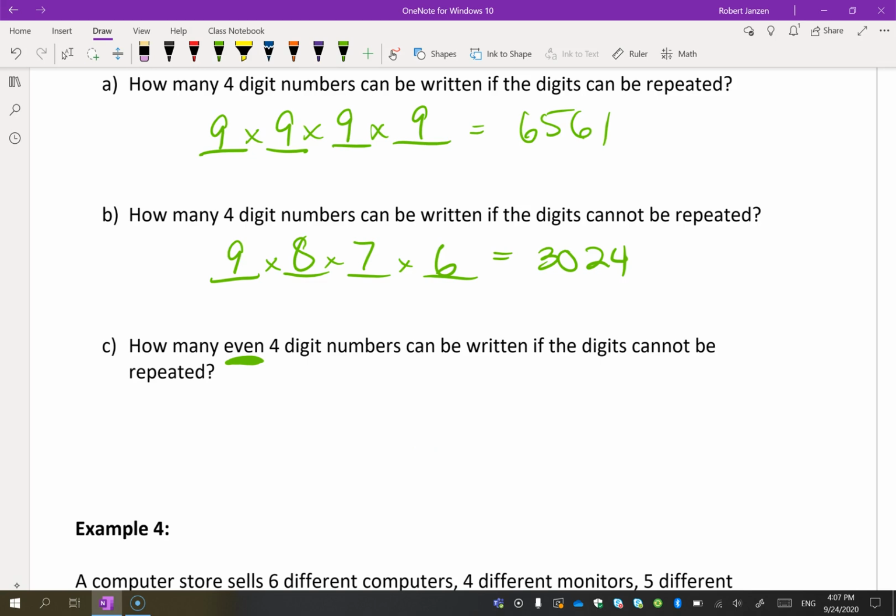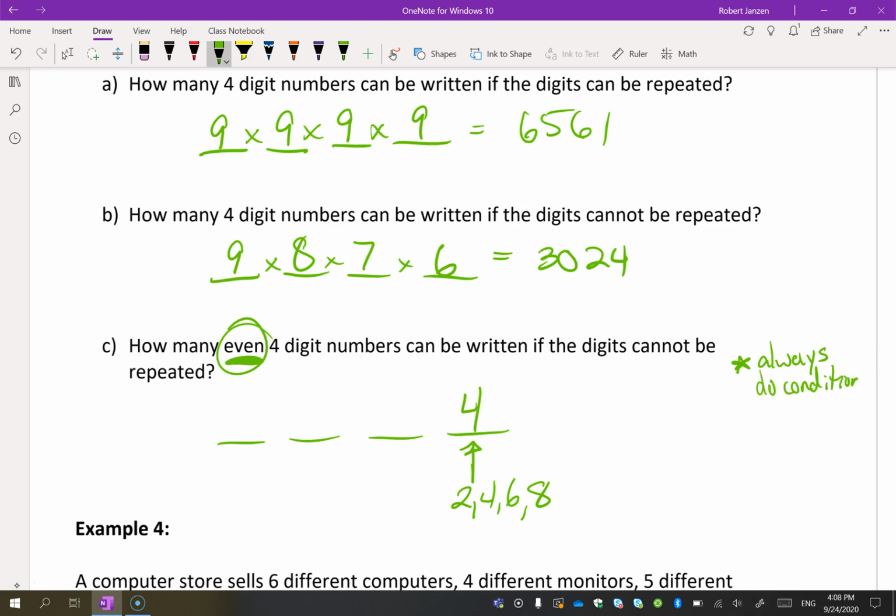Okay, so when I'm thinking of my 4-digit number, if I want it to be even, I need to put an even number here. I need to put either a 2, 4, 6, or 8 there. So I only have 4 choices in that location. Okay, so that's a little bit of a clue. So always deal with conditions first. I'm going to put always do conditions first. So this one says it has to be even, so deal with that first before you do anything else.